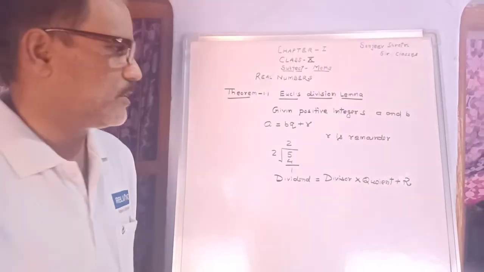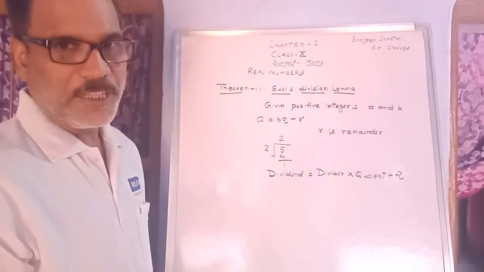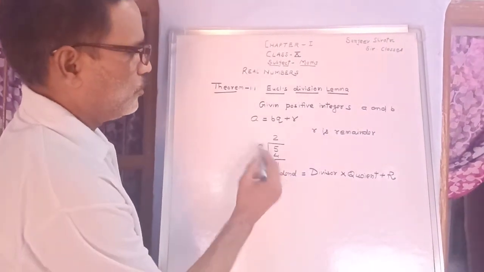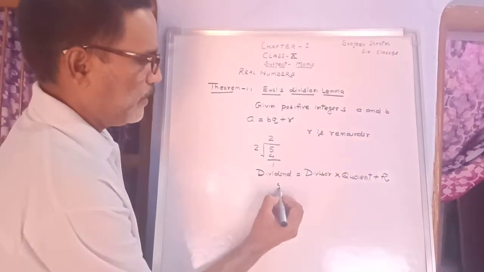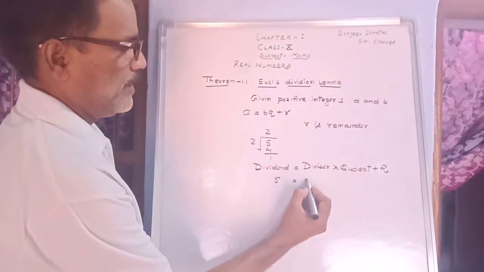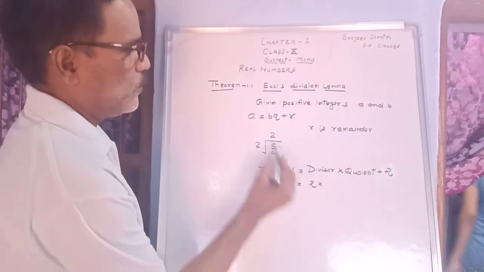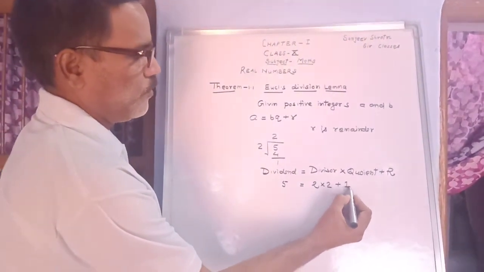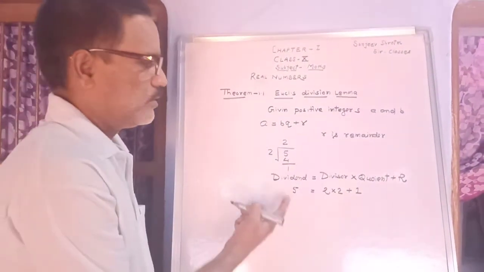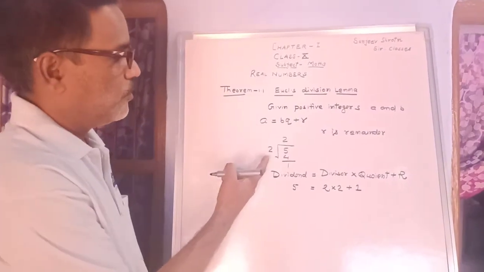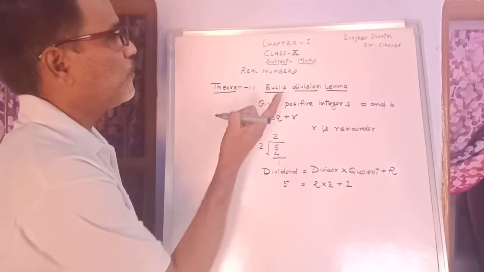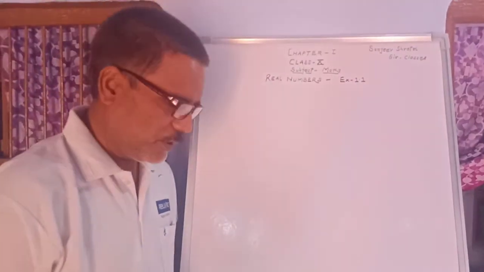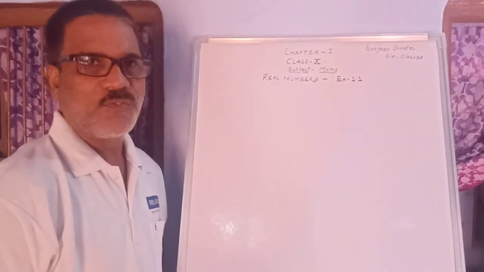This is known by every student. So we write here dividend is 5, divisor is 2, quotient is also 2 and the remainder is 1. This application we write in the form of Euclid's division lemma. Now we discuss exercise 1.1.